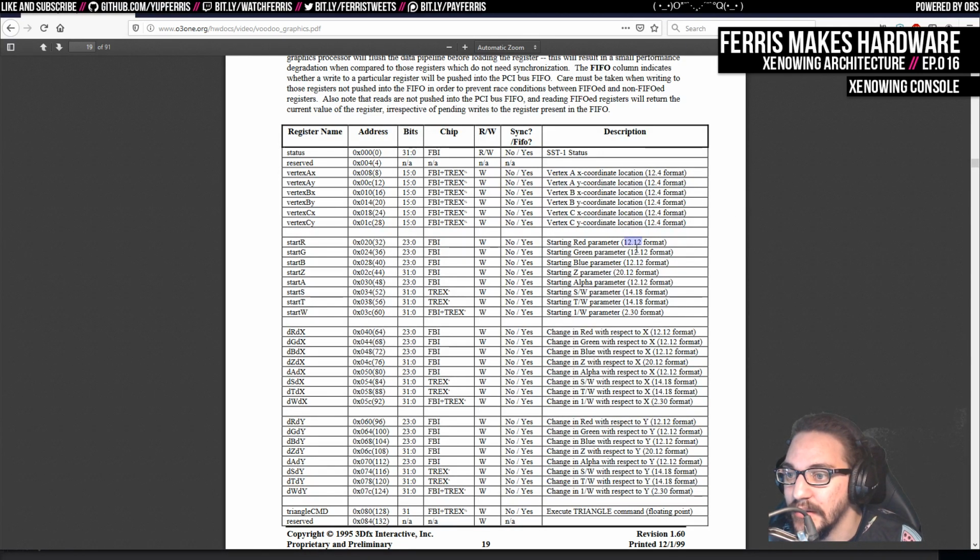That's interesting. And the Z parameter here, they use 20.12. That's probably to make the perspective correction more accurate. Alpha goes along with color. S and T also have more bits. 14.18 for these. These numbers surprise me.